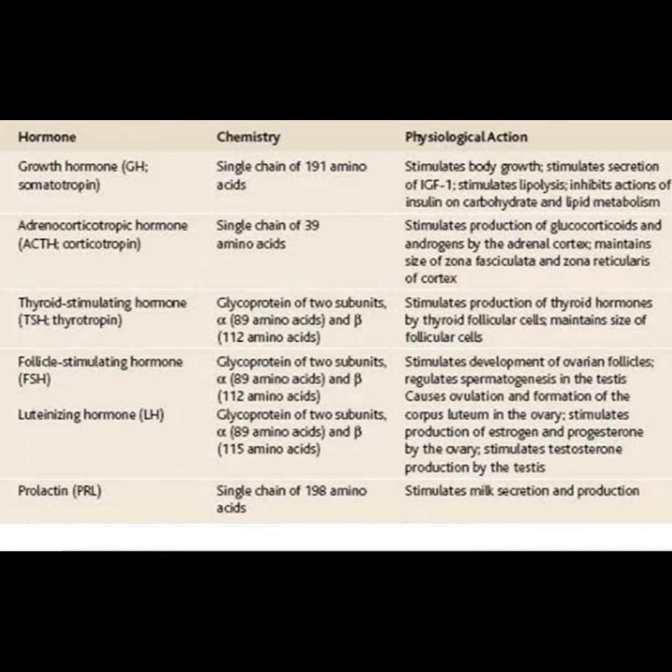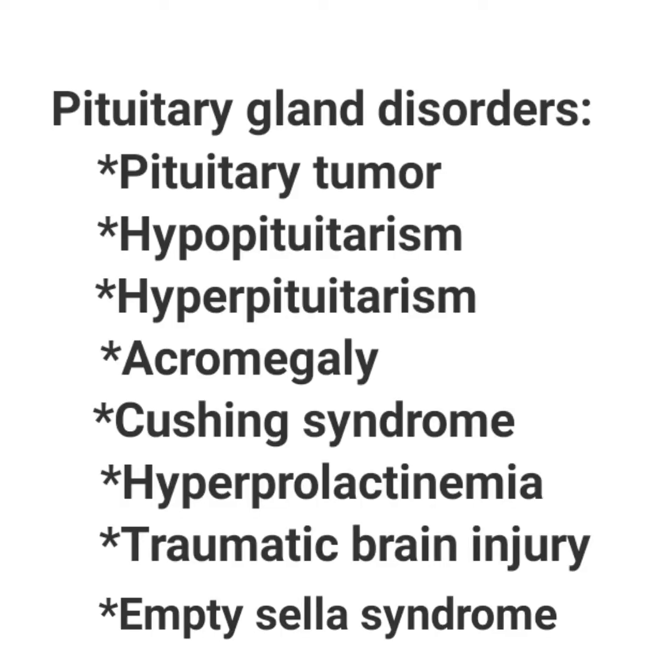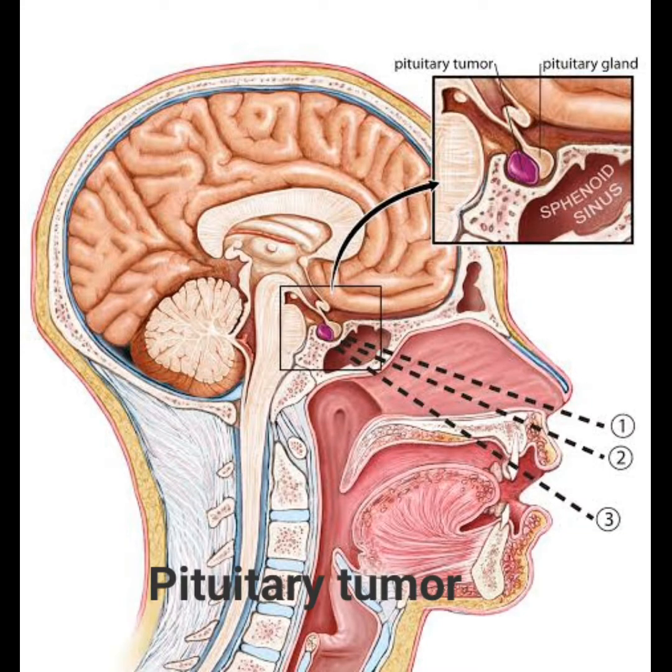Then the oxytocin, this is the hormone that stimulates the release of breast milk. It also stimulates contractions of the uterus during labor. There are several conditions or disorders that can affect your pituitary gland. Most are caused by a tumor in or around the pituitary gland. This can impact the release of hormones.